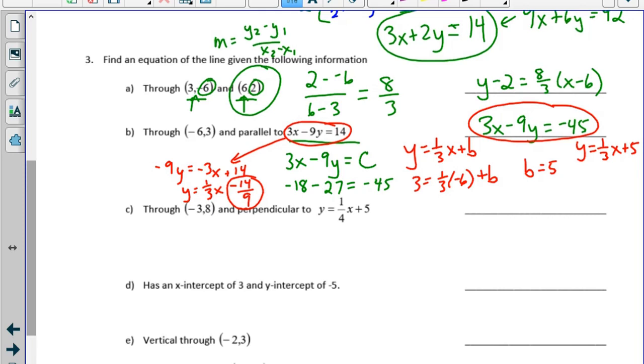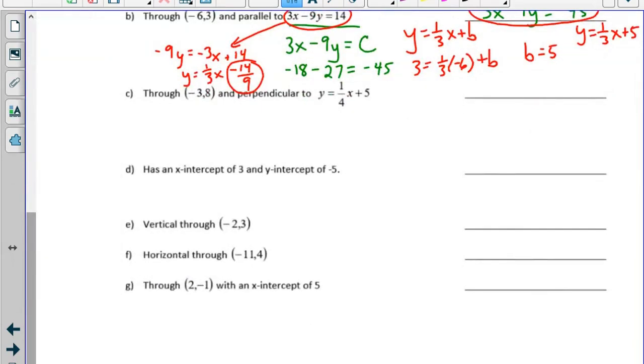And I just dropped my pen, so we're not going to use red the rest of the time we're doing video 1. Through -3, 8 and perpendicular to y equals 1/4 x plus 5, remember that perpendicular lines have opposite reciprocal slopes. So if two lines have opposite reciprocal slopes, that means I take the 1/4 and I transform it by flipping the numerator and denominator and changing the positive or negative. So 1/4 turns into -4.